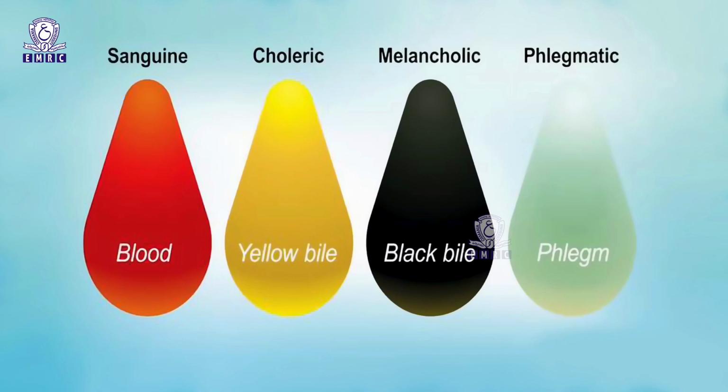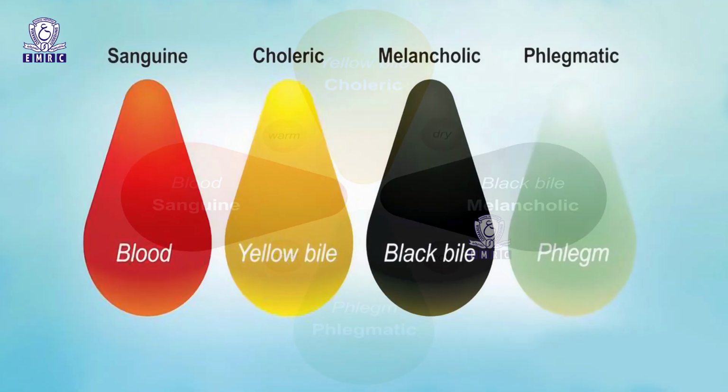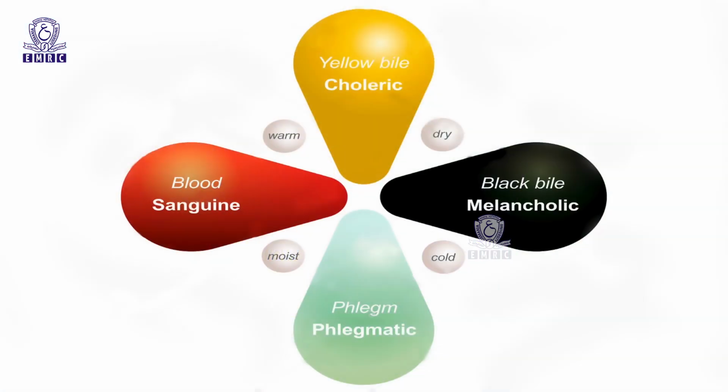Hippocrates broke personality into types that he called the four humors. Sanguine is associated with blood, choleric type with yellow bile, melancholic type with black bile, and finally phlegmatic type is associated with phlegm. Each personality type is also determined by a specific temperament.